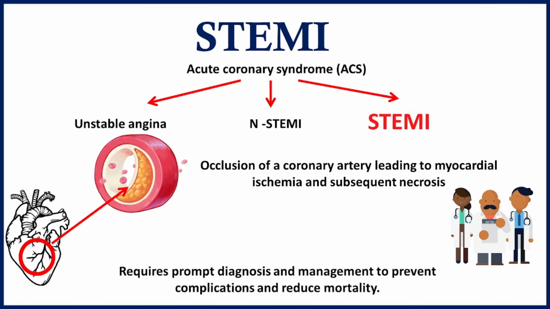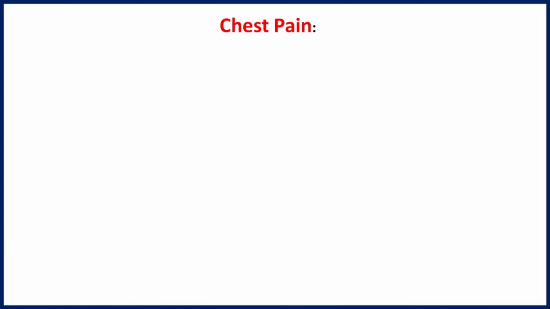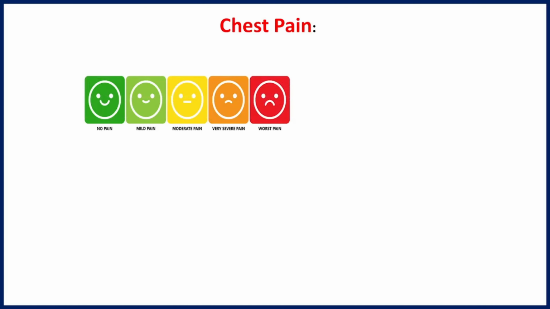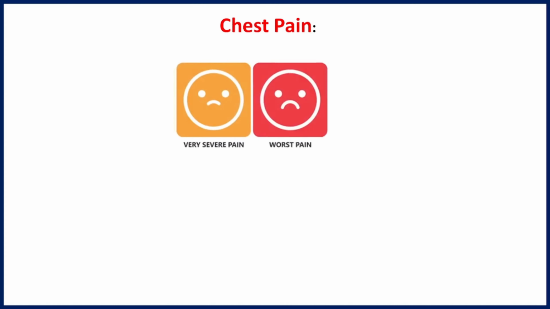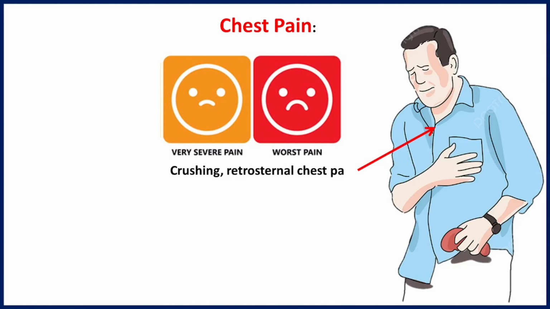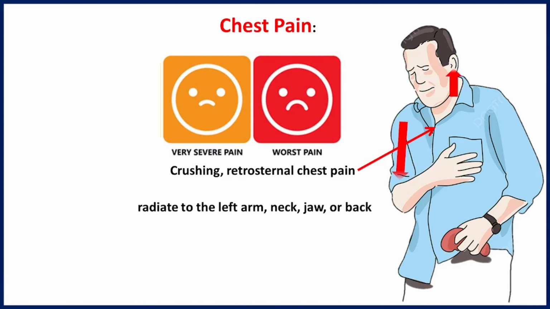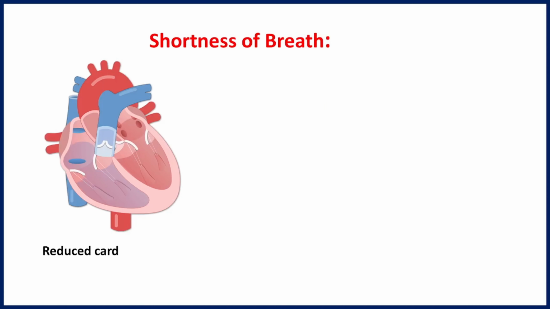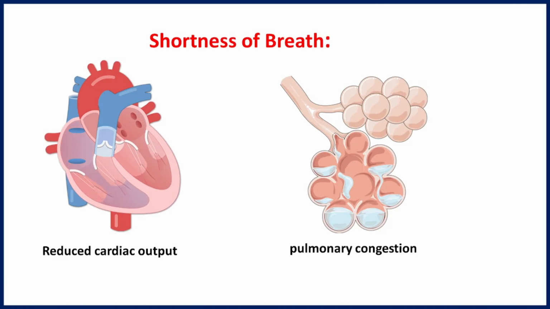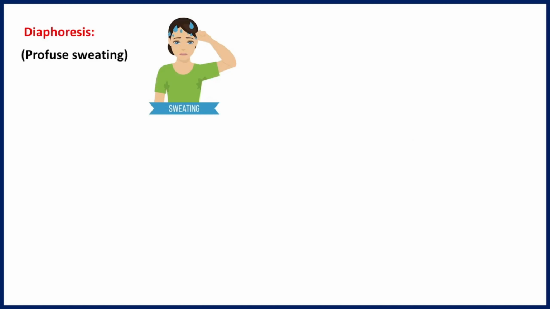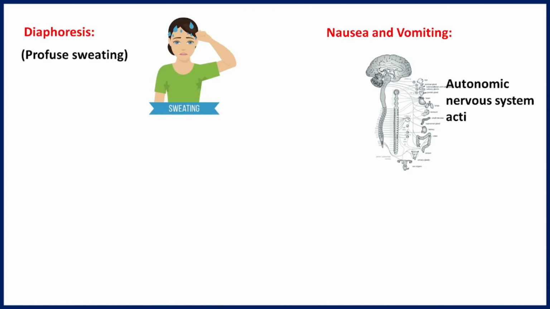Clinical features include chest pain. The hallmark symptom of STEMI is severe, crushing chest pain that may radiate to the neck, jaw, shoulders, or arms. It is often described as pressure or tightness. Shortness of breath. Patients may experience dyspnea due to decreased cardiac output and pulmonary congestion. Diaphoresis. Profuse sweating is common and may accompany chest pain, nausea, and vomiting.